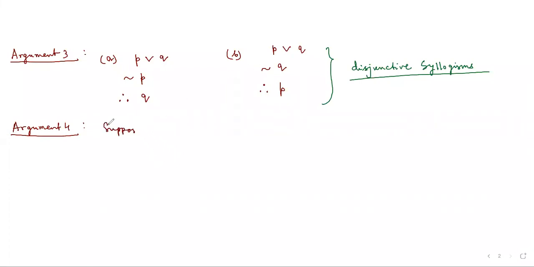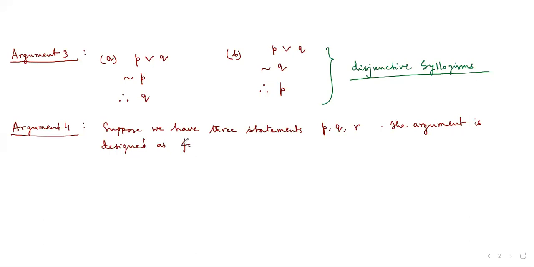Suppose we have three statements, P, Q, R. The argument is designed as follows. P implies Q, Q implies R, therefore P implies R. This type of argument we are familiar with. We have often applied it in various topics, even in our school days. You don't have to check whether it is valid or not. It is indeed a valid argument.